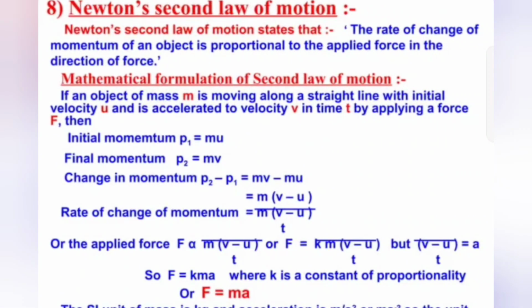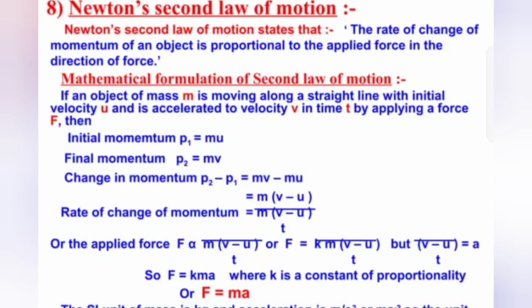Now momentum is related to the second law of motion. Here Newton's second law of motion says that the rate of change of momentum, remember, rate of change of momentum, is directly proportional to the net external force applied. What did I say here? Rate of change of linear momentum. So what is the change of linear momentum? It is Pf minus Pi.